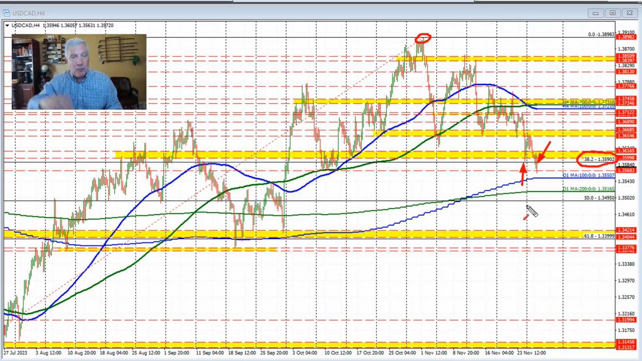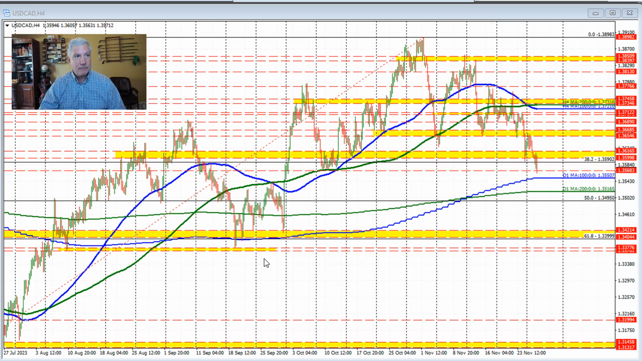Staying below the 38.2% retracement keeps the sellers more in control. We look for further selling. Having said that, we're also approaching this key blue line. This blue line represents the 100-day moving average. That comes in at 135.507.